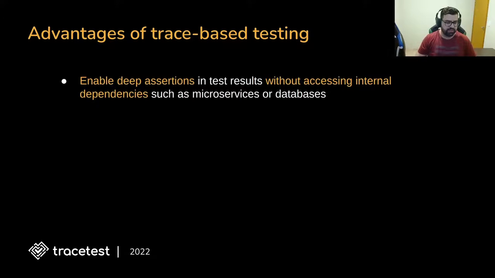So the fact that you do not have to have an understanding of the whole application to write end-to-end tests, that's amazing. You can start using trace-based testing to understand your system. And as you go, you can add more and more details to your tests. So you don't have to create a huge test at first. You can just use that for exploration. So I think that's one of the most powerful things about trace-based testing.